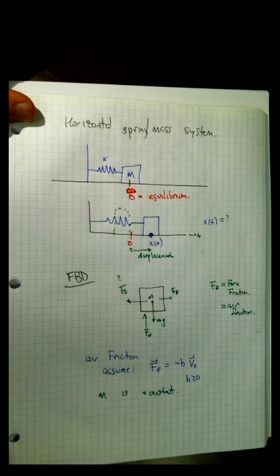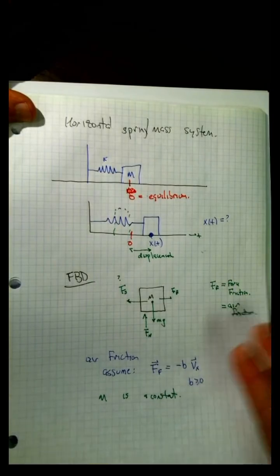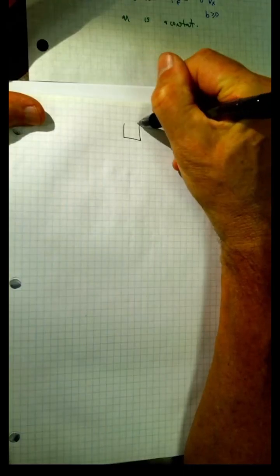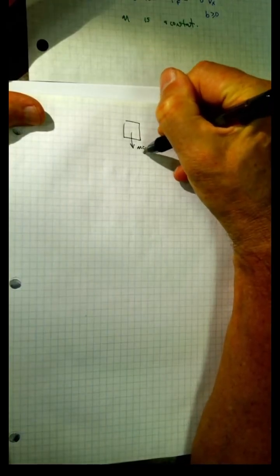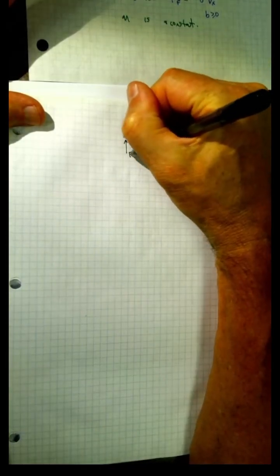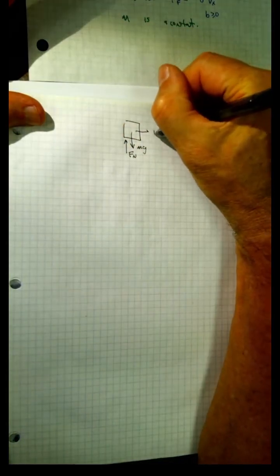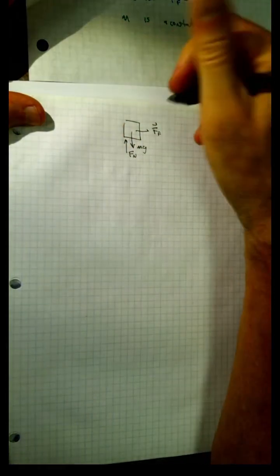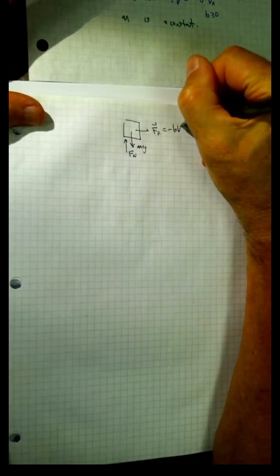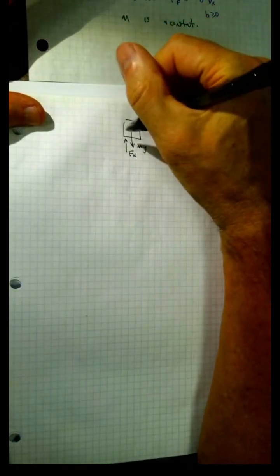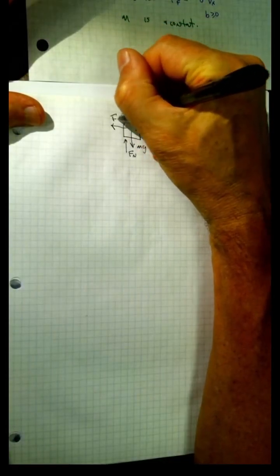Okay. So based on this, again, we have our free body diagram. We've got the force of friction down. We've got the normal force up. Force due to friction is going to be minus BV. And then we're going to have the force due to the spring.